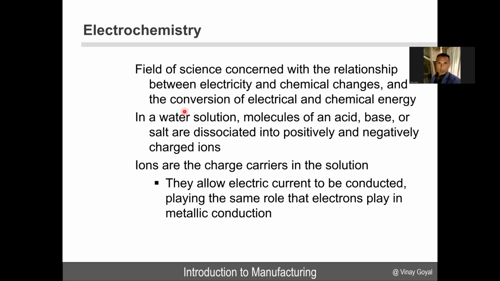Then you have the area of electrochemistry. That's a field of science concerned with the relationship between electricity and chemical changes and converting electrical and chemical energy. In a water solution, molecules of an acid, base or salt can be dissociated into positive and negative charge ions. Ions are the charge carriers in the solution. So they allow electric current to be conducted, playing the same role that electrons play in metallic conduction.